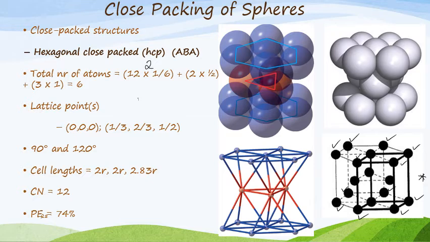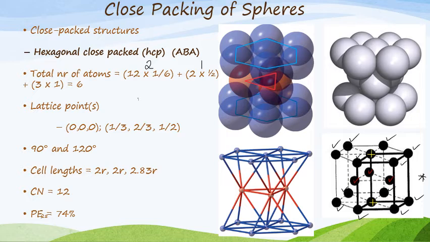Then we've got 1 on the face. Let me change the pen color. So we've got an atom on a face and another atom on a face, so that contributes 2 atoms of a half each, so that is 1. And then finally we have 3 atoms on the inside. Let me just pick another color. We've got this one, and this one. Those are inside the whole unit cell.